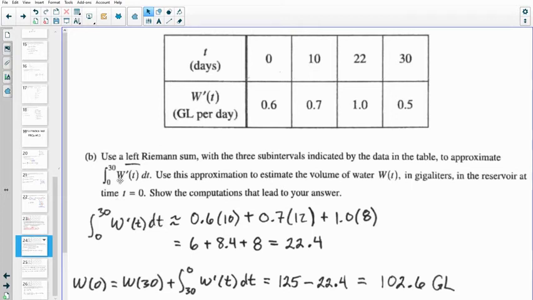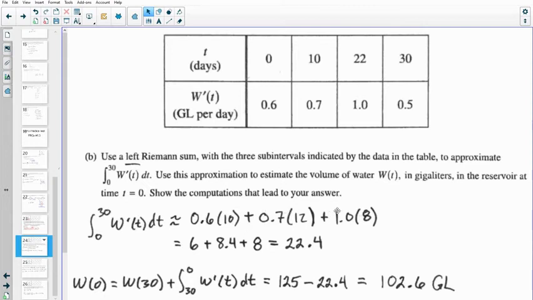Okay, so first I evaluate this integral, and so you can imagine the graph of what this would look like. I would have rectangles with heights of 0.6, 0.7, and 1. We're doing a left Riemann sum, so the left side of this interval is a height of 0.6, the left side of this interval is a height of 0.7, and the left side of this interval is a height of 1. The width of your rectangles are the change in t-values, so 10 and 12 and 8 are the different lengths, and then I'm just adding up the areas of rectangles, base times height, base times height, base times height.